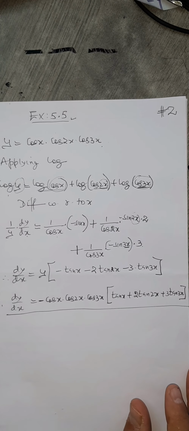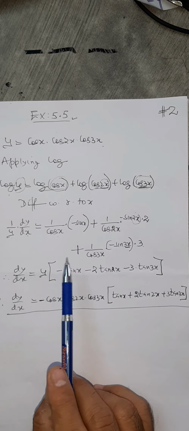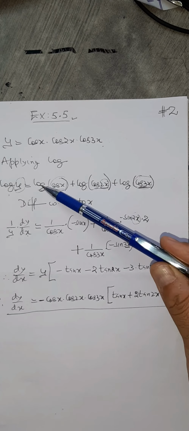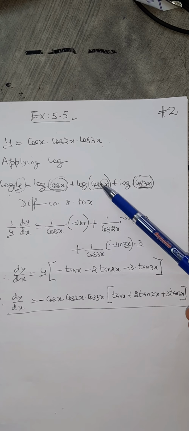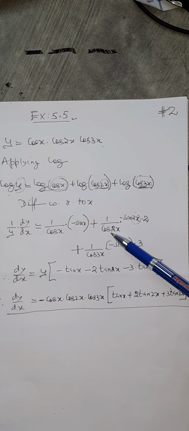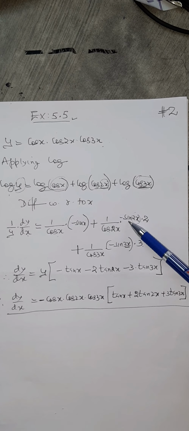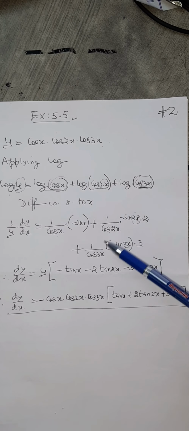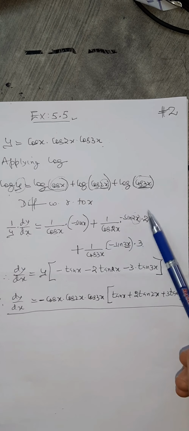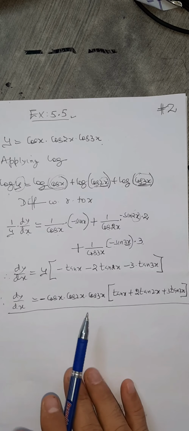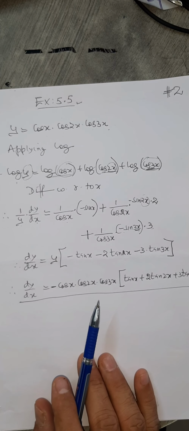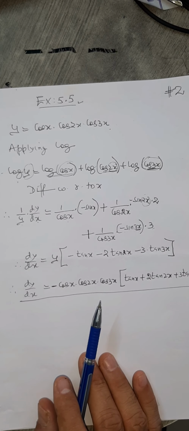I hope now this is clear to you. What I did, I'll repeat this step. Derivative of log of cos, 1 upon cos into the derivative of cos, minus sine. 1 upon cos 2x into the derivative of cos 2x, minus sine 2x, the derivative of 2x is 2. Derivative of log of cos 3x, 1 upon cos 3x, the derivative of cos 3x, which is minus sine 3x into the derivative of 3x, which is 3. And then just simplification. So this is one.